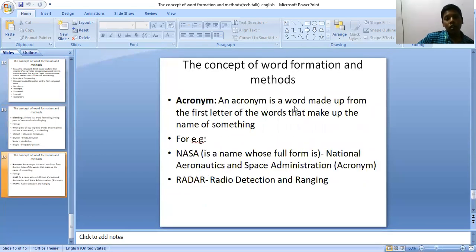Acronym. An acronym is a word made up from the first letters of the words that make up the name of something. For example, NASA. NASA is a name whose full form is National Aeronautics and Space Administration. Another acronym, RADAR, Radio Detection and Ranging.